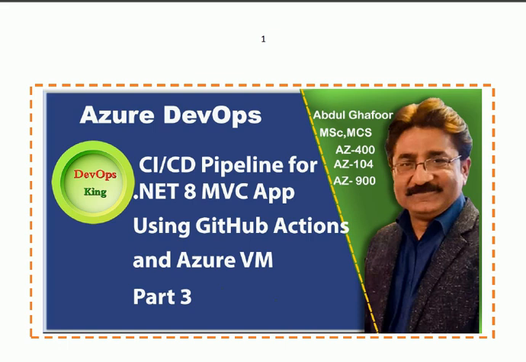Today, in part 3 of CICD pipeline for .NET 8 MVC application using GitHub Actions and Azure VM, we shall explain the next step in this series.